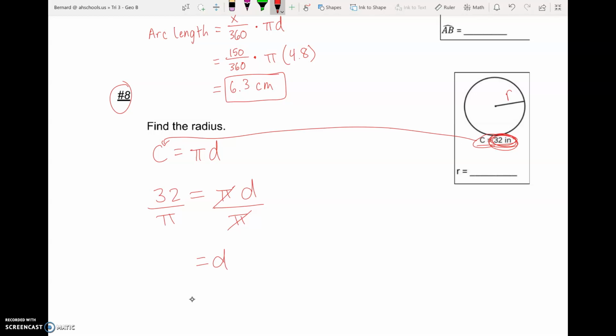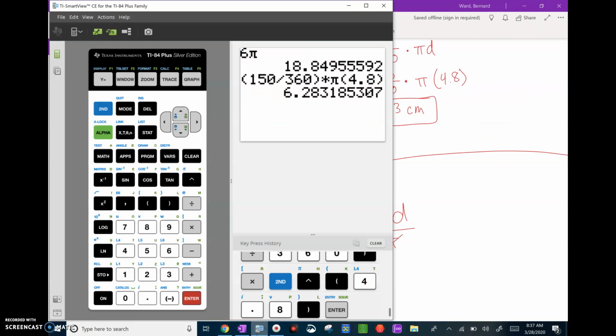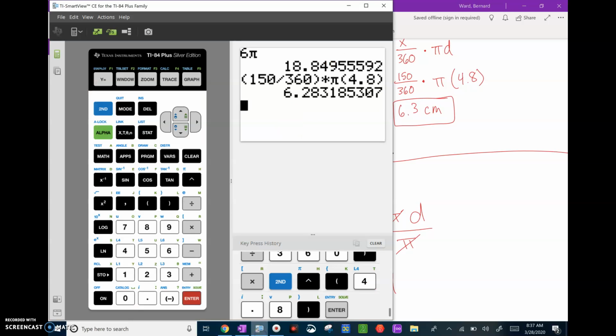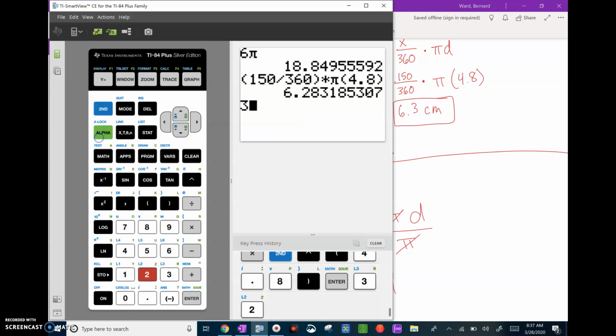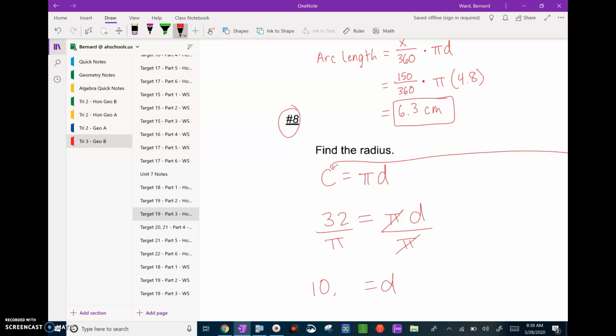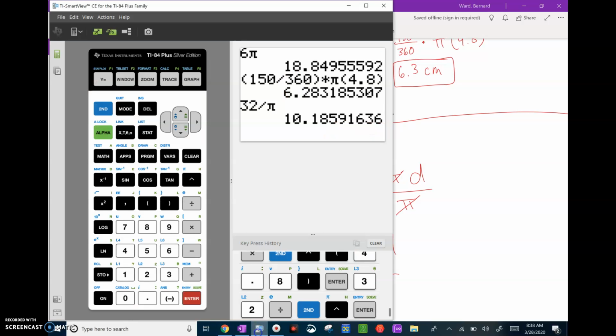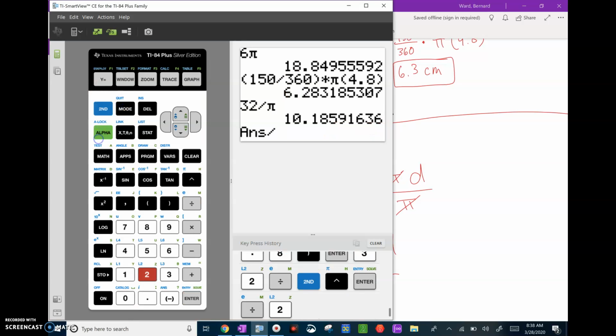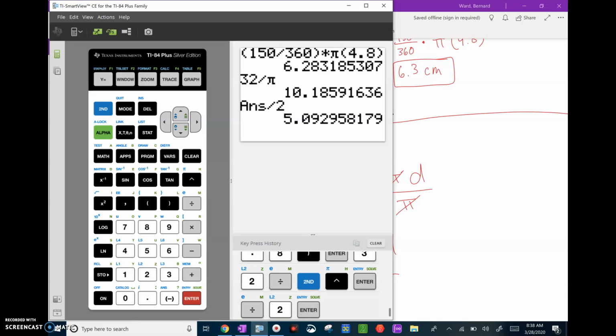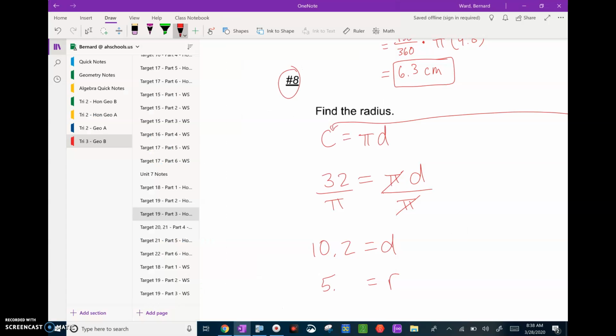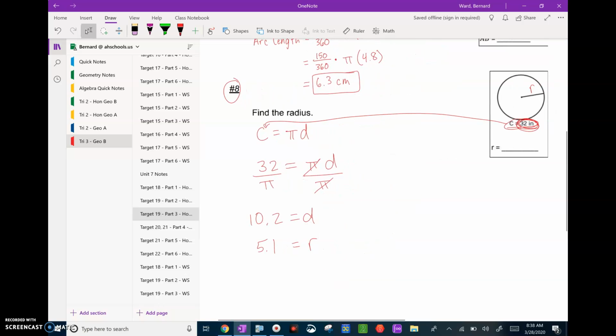And so we just want to type in 32 divided by pi into our calculator. Let's see what we get. Guess we can't see it. 32 divided by pi. And that equals 10.2. So our diameter is 10.2. We want radius. And so we'll go back to our calculator and we'll divide this all by 2 because our radius is half of that. So 5.1. Let's find units again. Looks like inches. So 5.1 inches, and that is our final answer.